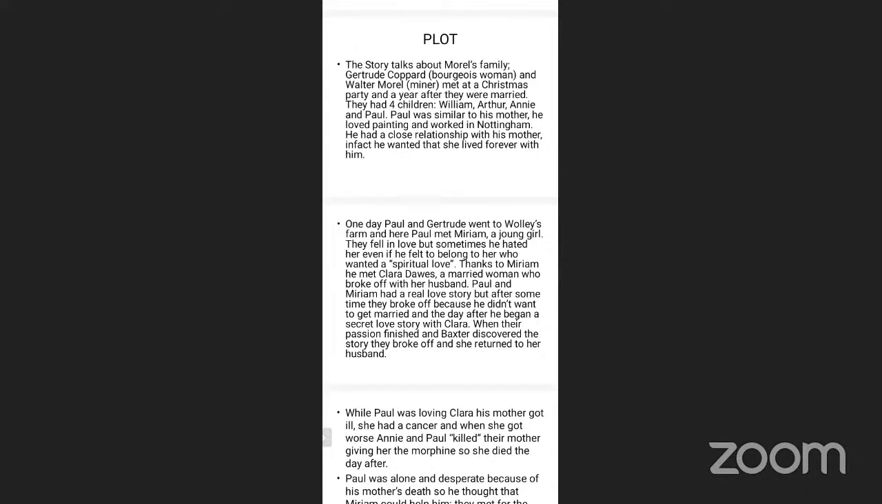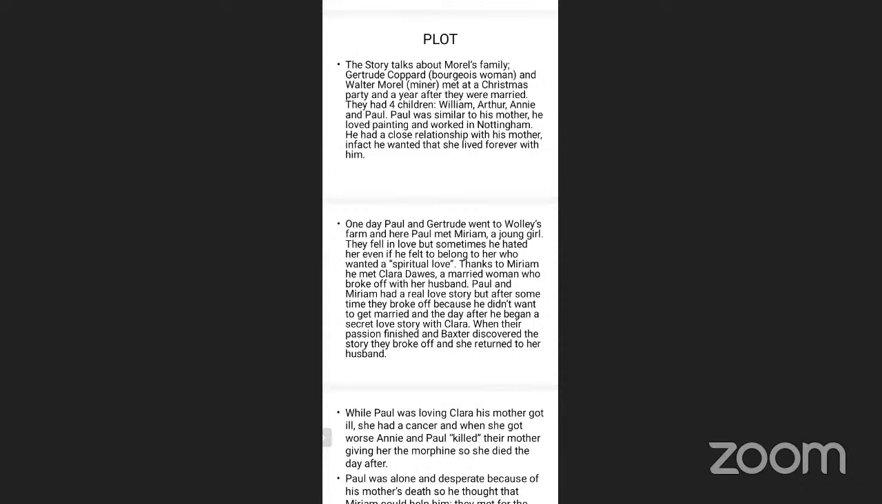Now, come to the point: the story talks about Morel's family. Gertrude Coppard was a bourgeois woman. Bourgeois means the upper class, one who is an aristocrat. So she was an aristocrat woman, and Walter Morel was a miner. They met at a Christmas party, and a year after they were married. These are the first generation, Gertrude Coppard and Walter Morel. Out of this, there will be four children: William, Arthur, Annie, and Paul. These are the four kids of that particular couple.